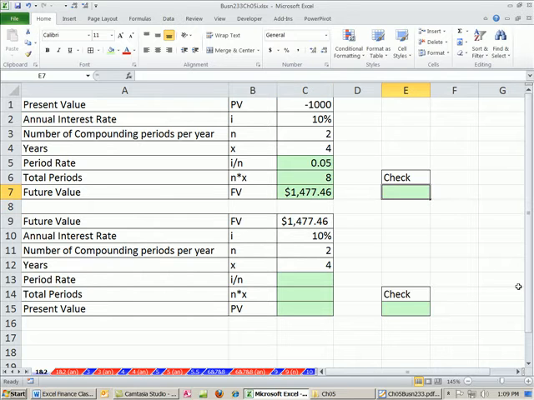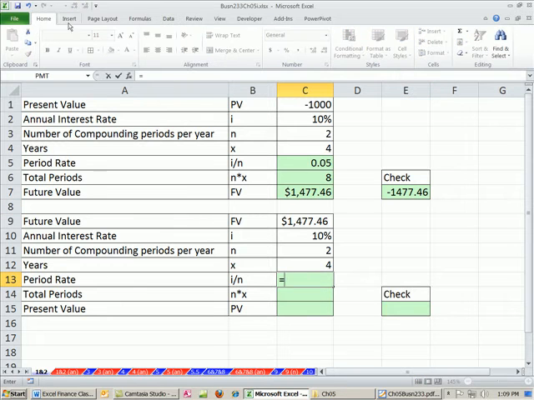Now I'm going to check by doing my math formula there, and I'm going to put just 1,000. That's the present value times, in parentheses, 1 plus our period rate. Shift 6 to get that caret, total number of periods. Now this is going to pop out as negative because our math formula doesn't understand the cash flow in this particular example.